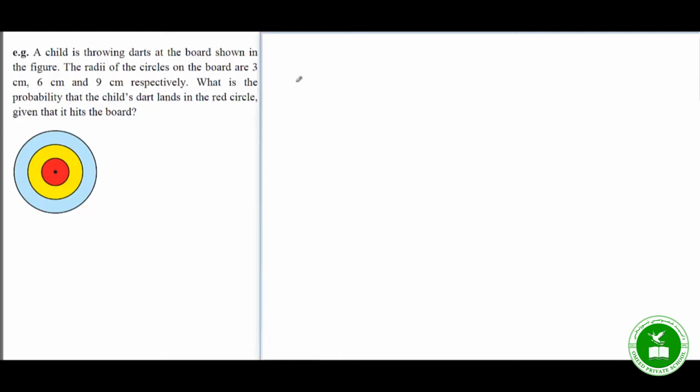In here, the sample space is equal to pi r square, as r is the largest circle's radius. So the area of the largest circle is pi r square. Pi times r square, r is 9, 9 square is 81, so 81 pi for the largest circle.